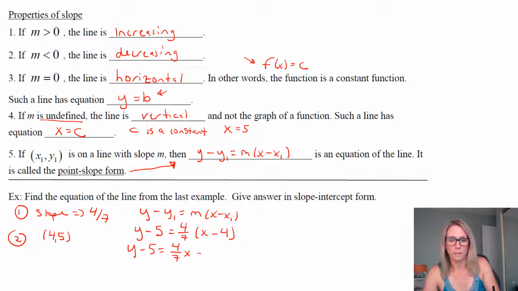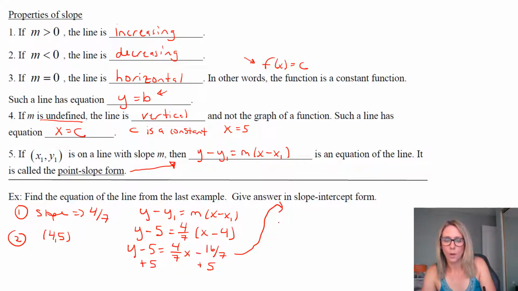So I'm going to have -16/7. So that's 4/1, so it goes into my numerator. And then we need to add 5. So plus 5. And then I'll bring it up over here. And we will end up with y equals, and notice we have our slope there, 4/7 x, and then I'm going to add -16/7 plus 5.